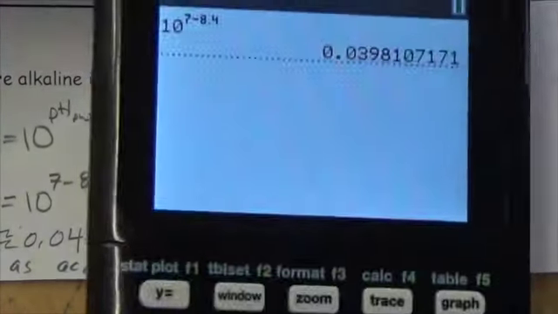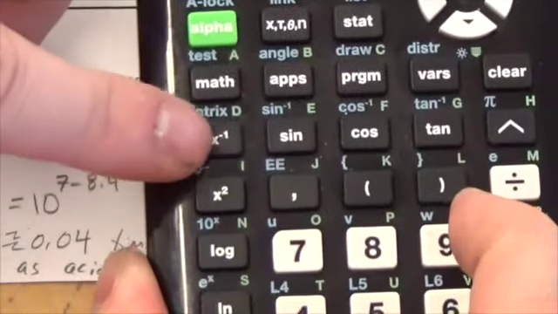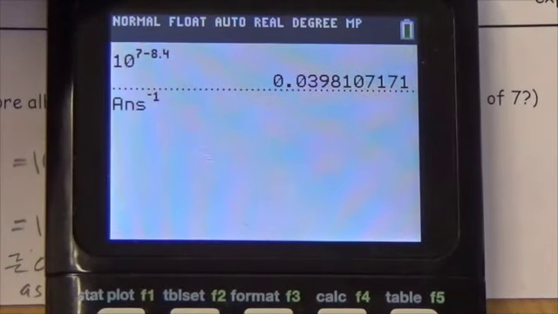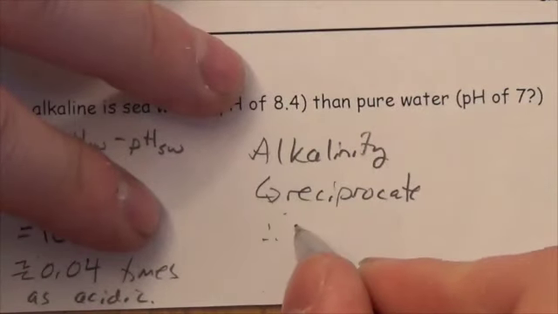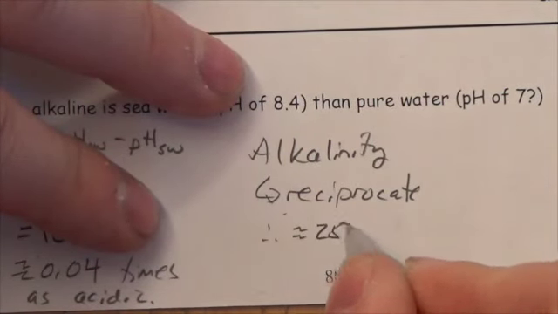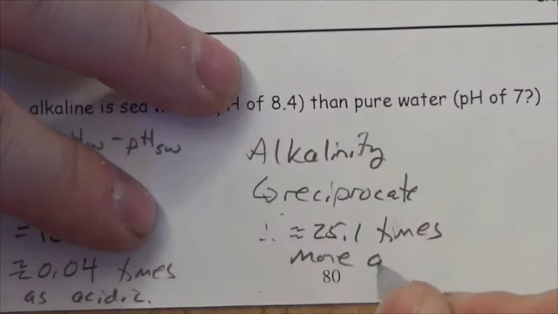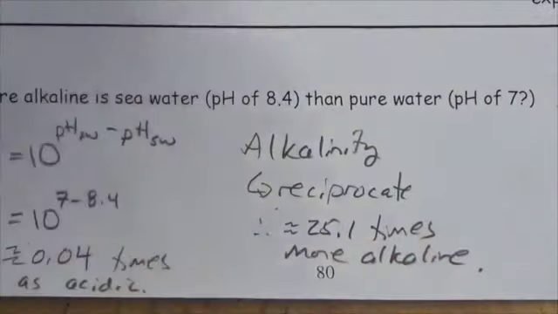So I'm now going to go to my calculator, and I will use this button right here. I'm going to just press that right now. That'll take that number that I just figured out and flip it. So therefore this is approximately 25.1 times more alkaline. That's the comparison that we're looking for.